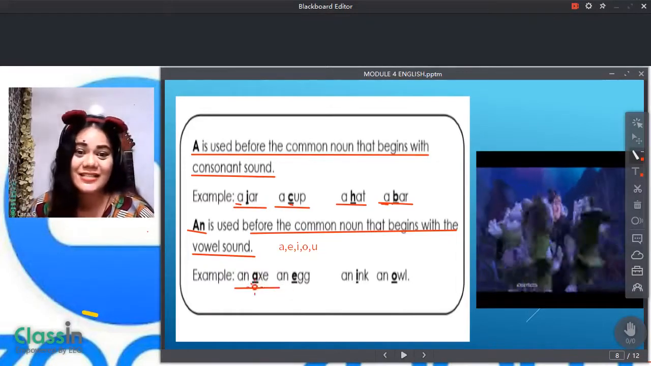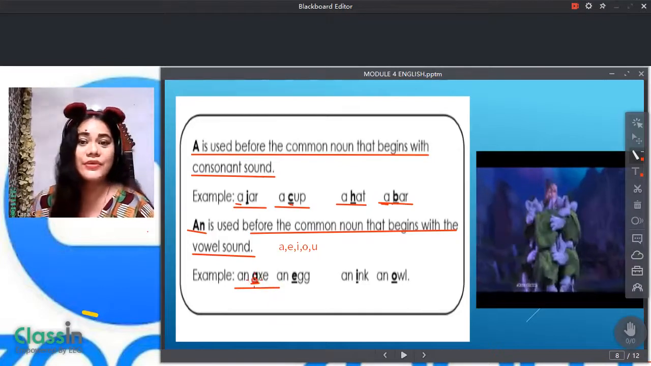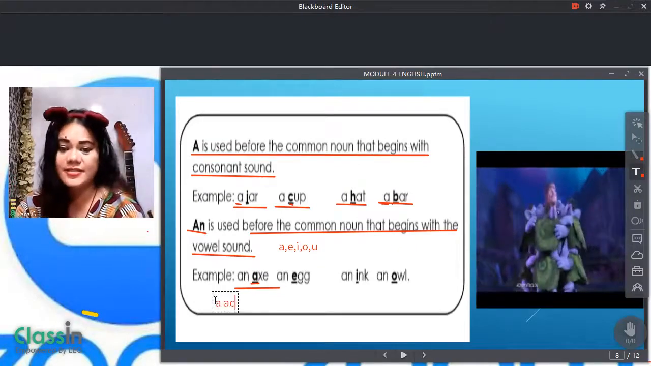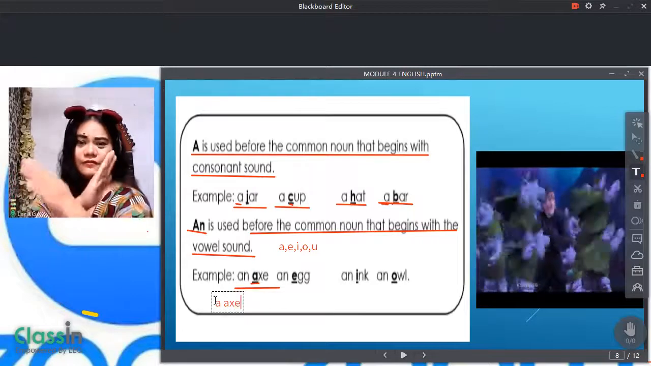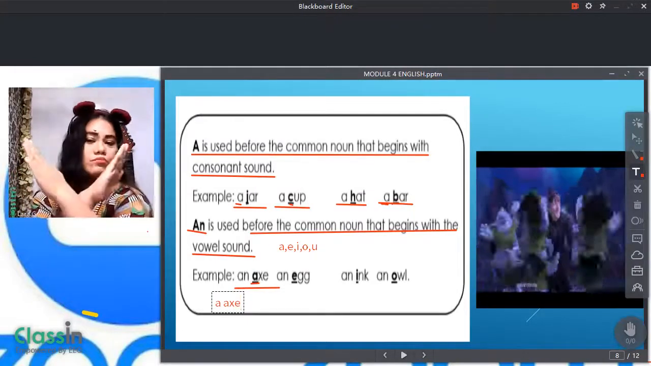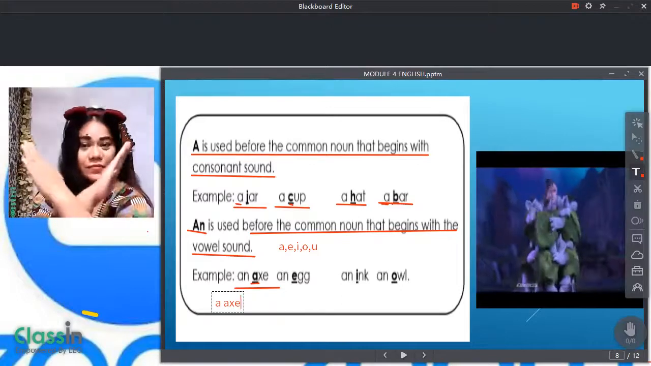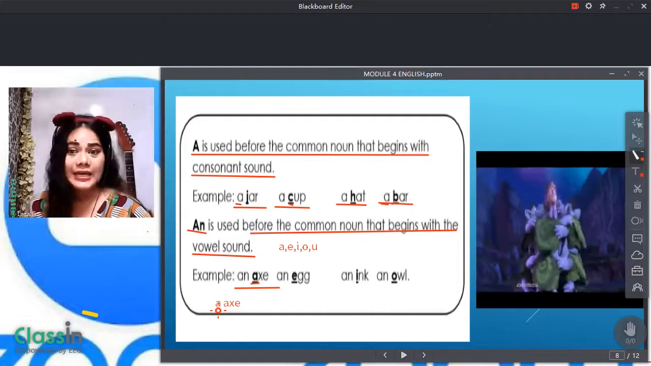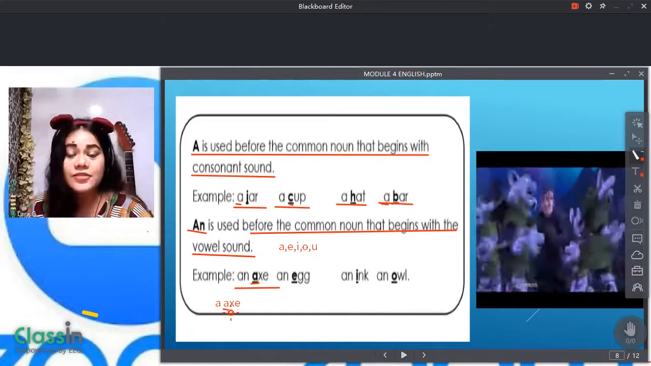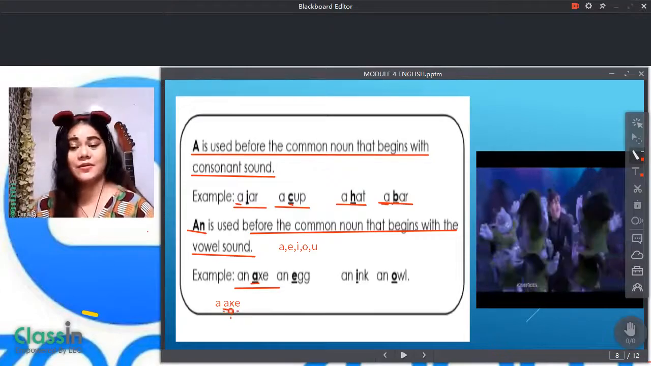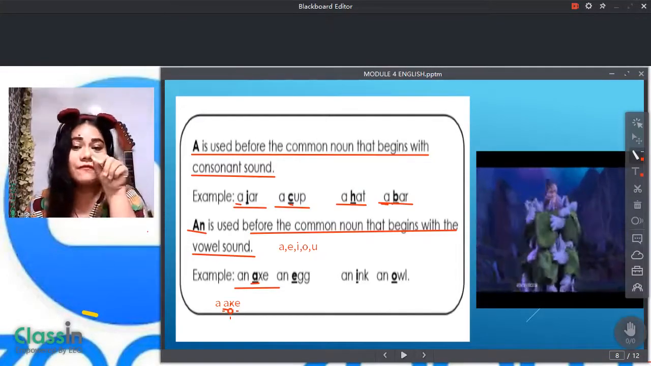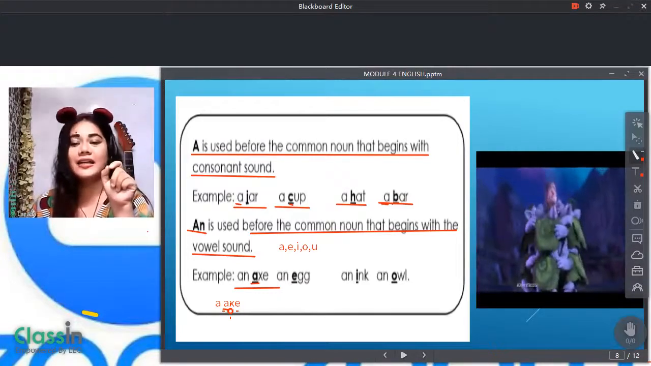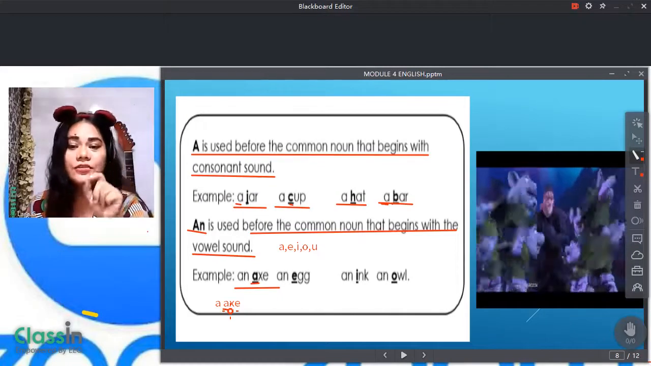As you can see, it starts with the a. So you will say an axe. You cannot say a axe. That is wrong. Very wrong. It's wrong because you should use an instead of a, because axe starts with a vowel sound, a. So again, if the word starts with a vowel sound, A, E, I, O, then you use an.